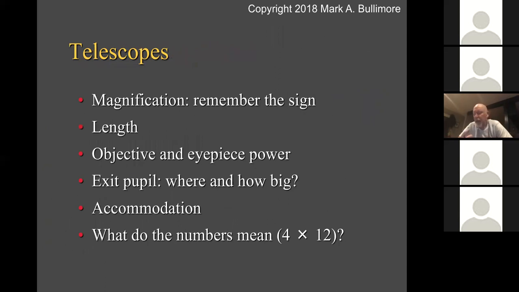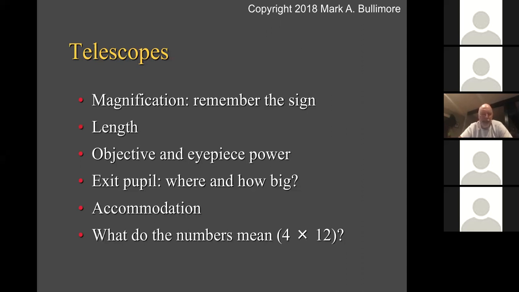Magnification, remember the sign. Remember Keplerians have negative magnification because the image is inverted. Galilean positive. We need to know the relationship between magnification, length, and the objective and eyepiece power. Okay, those 4 things are interrelated. We need to probably remember about the exit pupil. We need to remember where it is. For a Keplerian telescope, it's outside the scope. Galilean telescope, it's inside the scope. And we need to be able to calculate how big it is. We might have learned about accommodation, but I don't think that's important.